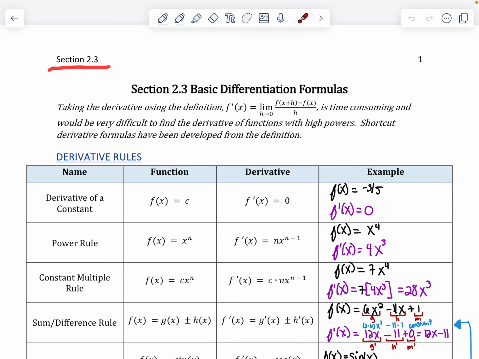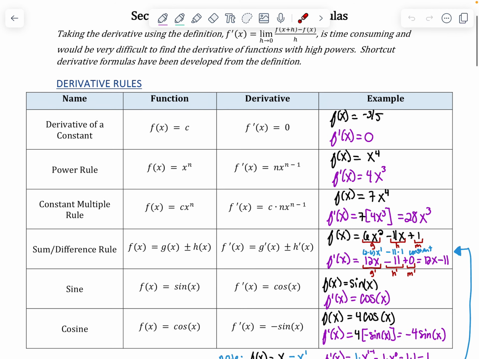So let's look at section 2.3, page 1. Now we're getting into basic differentiation formulas. Well, we've talked about the definition of a derivative, but this can be really time consuming and it can also be very difficult for problems that have extremely high exponents. So we have what are referred to as the formulas or shortcuts for derivatives had we used the long definition.